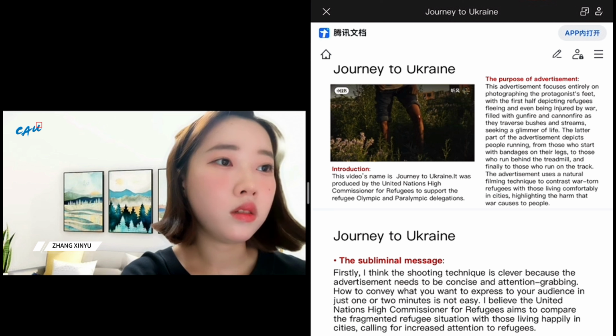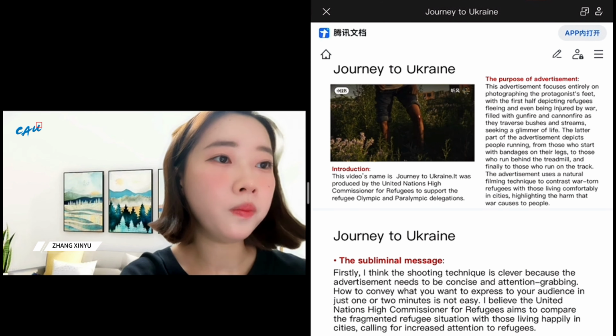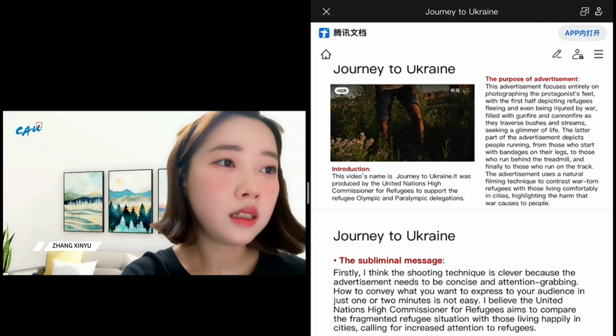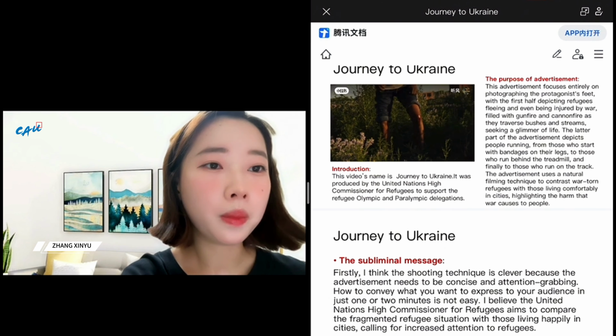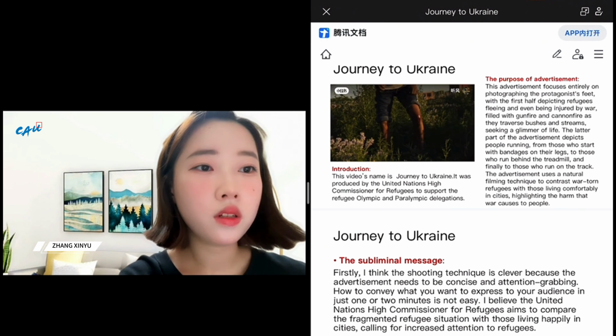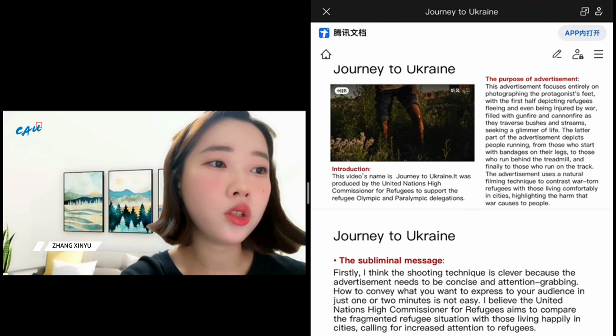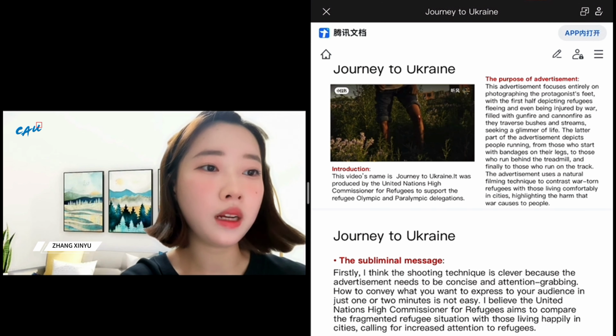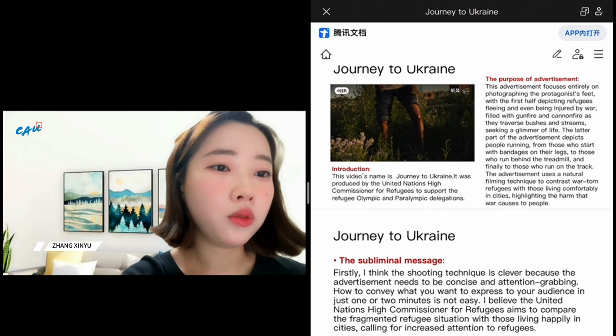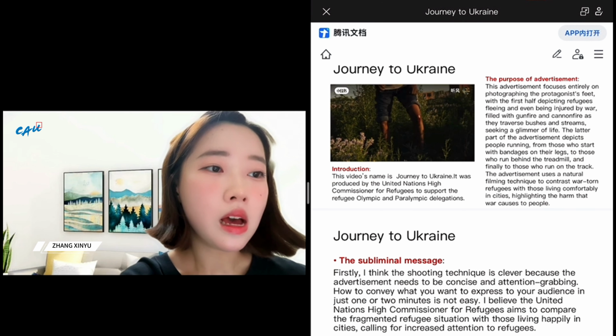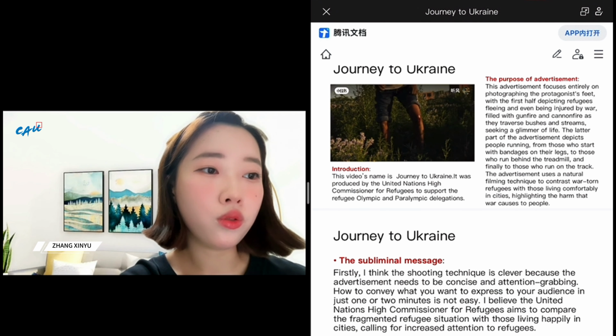The advertisement uses a natural filming technique to contrast war-torn refugees with those living comfortably in cities, highlighting the harm that war causes to people. And the subliminal message is, firstly, I think the shooting technique is clever because the advertisement needs to be concise and attention-grabbing. How to convey what you want to express to your audience in just 1 or 2 minutes is not easy. I believe that the United Nations High Commissioner for Refugees aims to compare the fragmented refugee situation with those who live happily in cities, calling for increased attention to refugees.